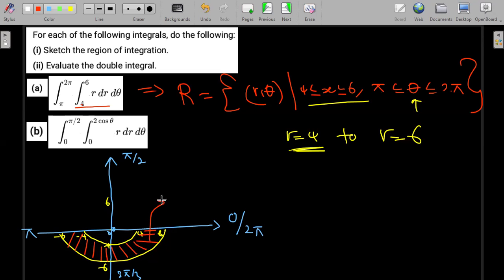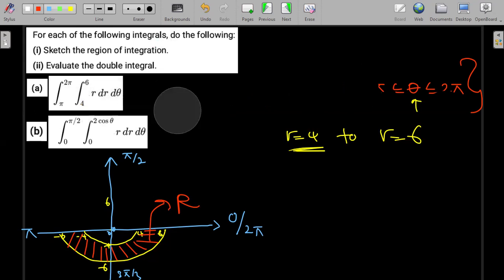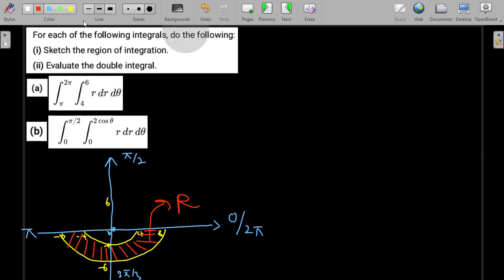So we've sketched our region. We can now evaluate our integral. You don't have to change anything on the limits when evaluating this one. It's already given in perfect form, so just evaluate it. The only thing we wanted to do with the region was to see where it is.